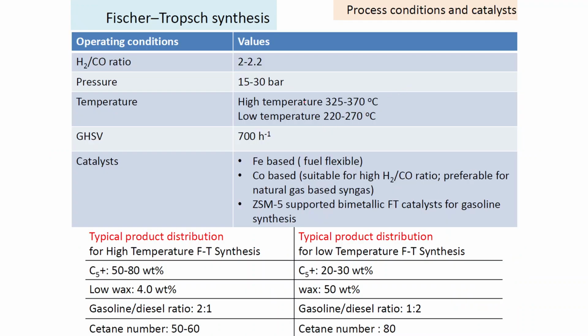So the various reaction conditions required for the Fischer-Tropsch reaction: the hydrogen to carbon monoxide ratio required is 2 to 2.2. Then the pressure required is 5 to 30 bar, and the temperature range takes place in two ways, a high temperature range of 325 to 370 degrees C, and a low temperature range of 220 to 270 degrees C.